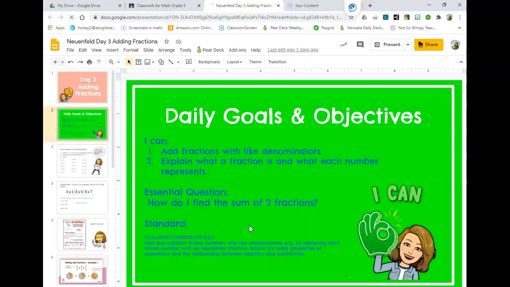First of all, our daily goals and objectives. Today, your goal is that you can add fractions with like denominators, and you can also explain what a fraction is and what each number represents. Our essential question is, how do I find the sum of two fractions? Remember, a sum is the answer of an addition problem.